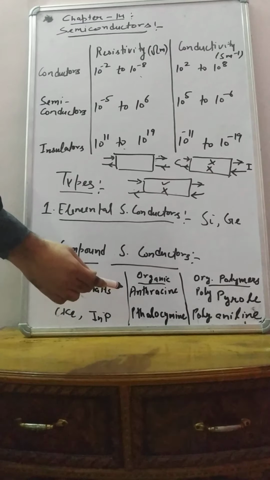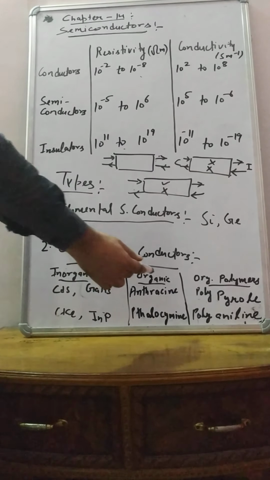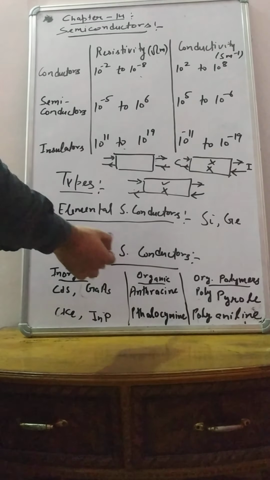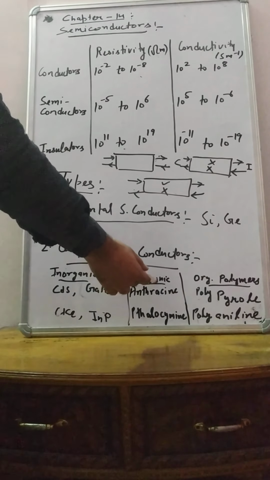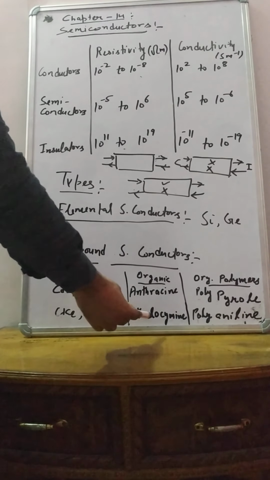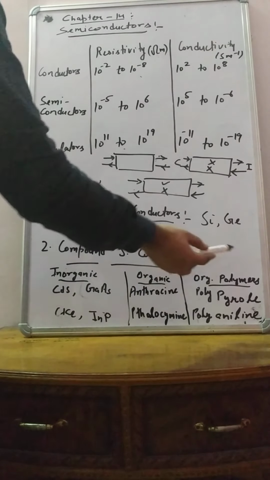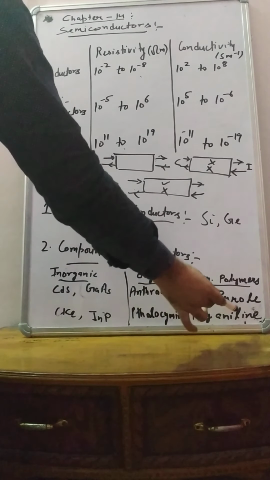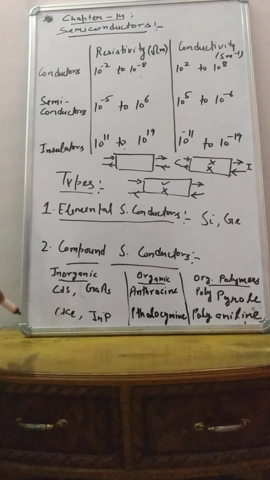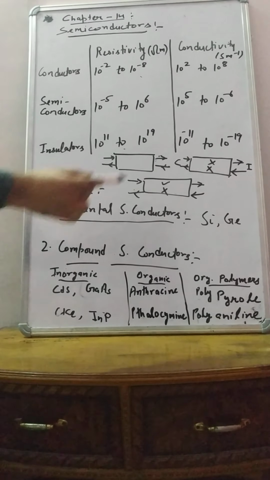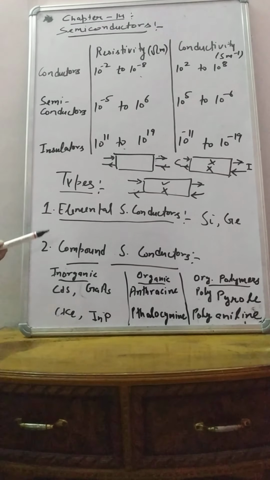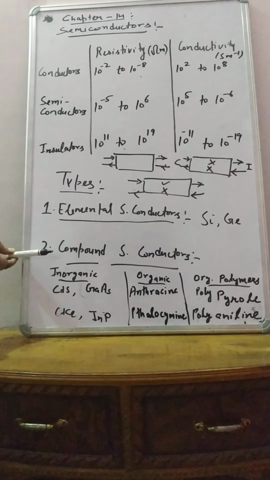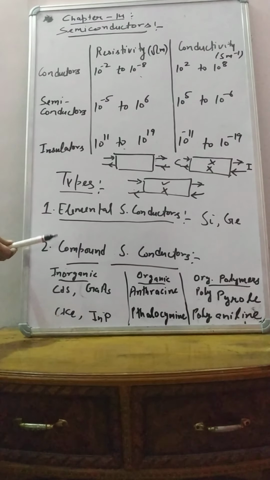Similarly, we can get another compound semiconductor, that is the organic one: anthracene, polyamine. And for the organic polymer, the particular examples are polypyrrole and polyaniline. So these are the particular things about the compound semiconductor. These are not available in natural form. We can make them by compounding different metals with each other.